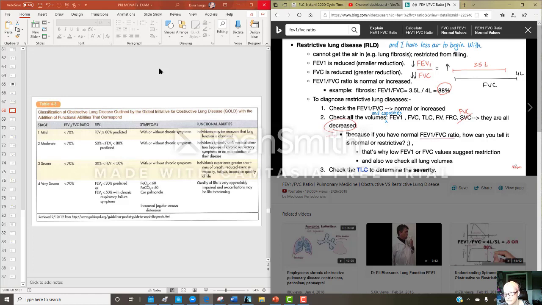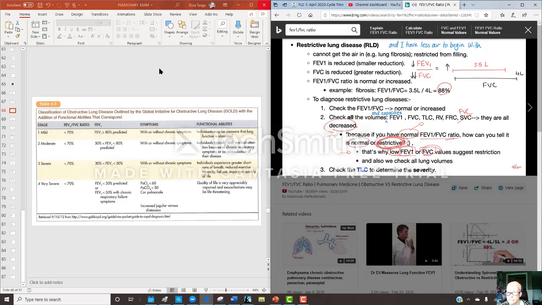Now here is a very good question. Let's say that you have an FEV1 to FVC ratio and it was normal. We have 2 probabilities. Number 1, it's a normal person, or it's a patient with a restrictive lung disease. Both of them can have a normal ratio. How to tell which is which? First, you look at the FEV1 and FVC alone without the ratio. So the FEV1 is going to be lower, that's a restrictive lung disease. FVC is also going to be lower, that's a restrictive lung disease.